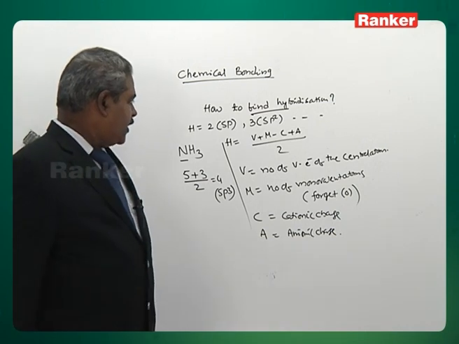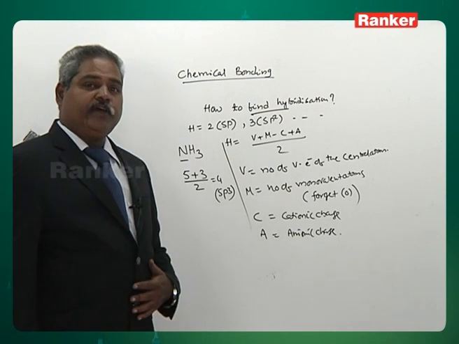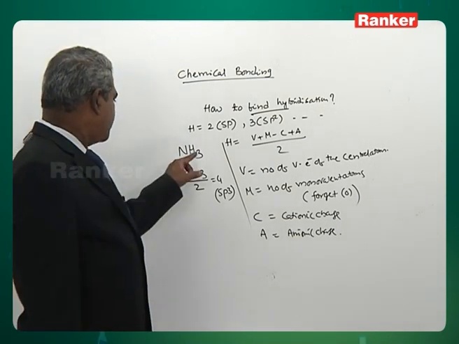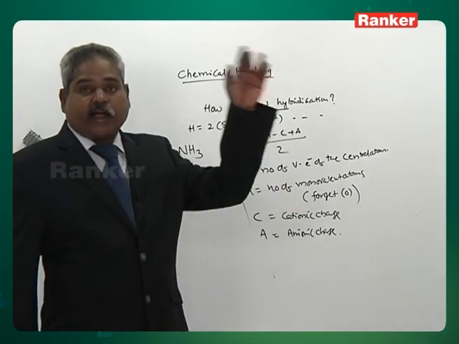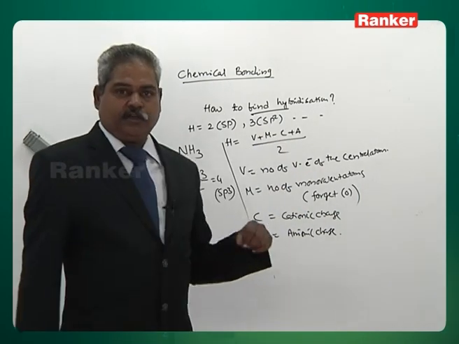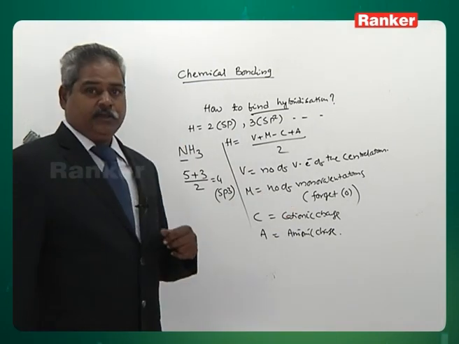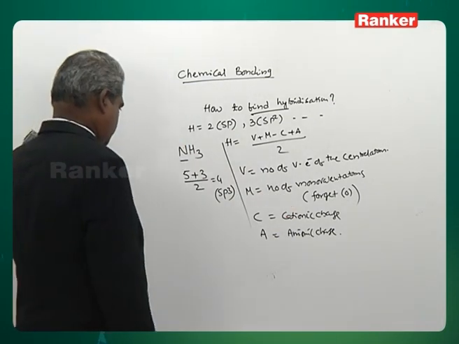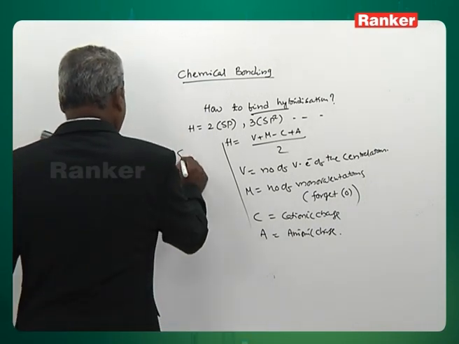What I mean to tell you here is, though the formula appears to be very big, its application is very simple. 5 plus 3 by 2. What about this C and A? When the question is about a cation, this C comes into the picture. When the question is about an anion, A does. Ammonia is neither anion nor cation. It is not charged. NH3. Next, SO3.